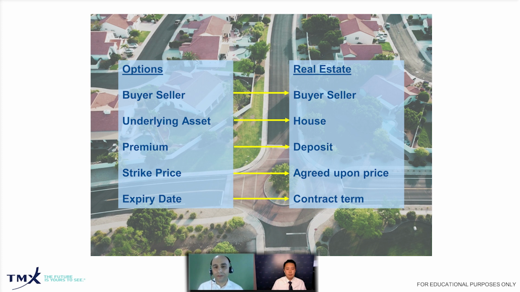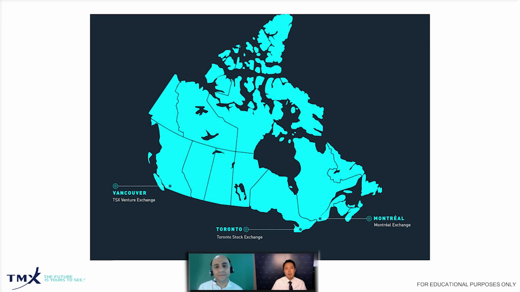That's a really good example. Well, where are these options traded, and how are they traded? Options trading is very similar to stocks. In Canada, there are different trading venues for stocks. Under the TSX, which is the Toronto Stock Exchange, and also the TSXV, the Venture Exchange, those are for stock trading. Now, for options, they are traded on the Montreal Exchange.